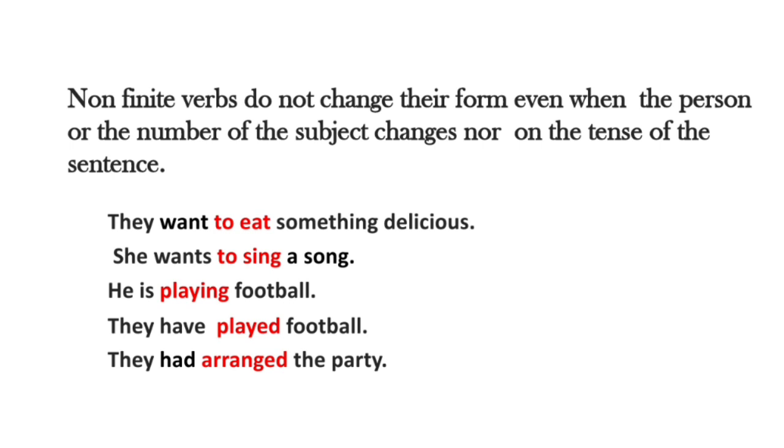They have played football. I have played football. She has played football. Even if the subject changes, the finite verb changes, but this played remains the same. That is the non-finite verb. They had arranged the party. We have arranged the party. She has arranged the party. See, the subject changes, the next word, the finite verb, also changes, but arranged remains the same. It never changes. That arranged is called the non-finite verb.